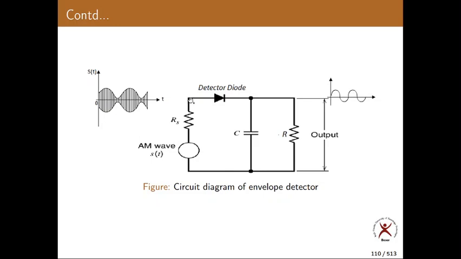So when the voltage at this side is more than this side, the diode will be forward biased. In the forward bias condition, ideally we replace the diode with a short circuit. Now suppose the voltage at this point is more than this point, it will be reverse biased. In the reverse bias, we replace the diode with an open circuit.